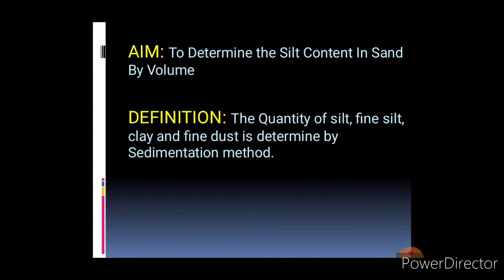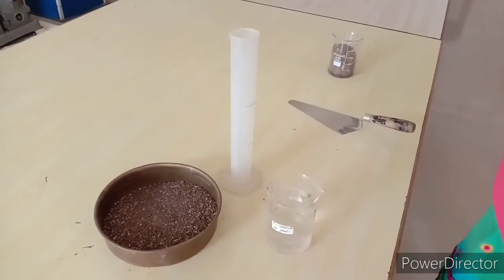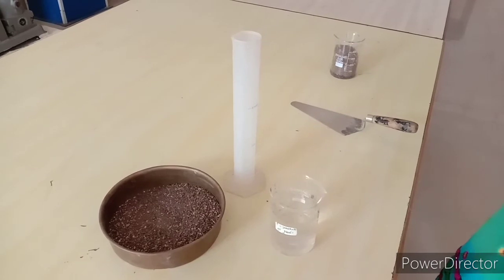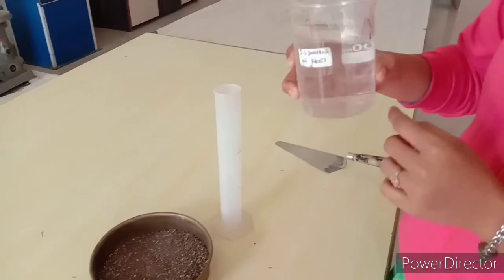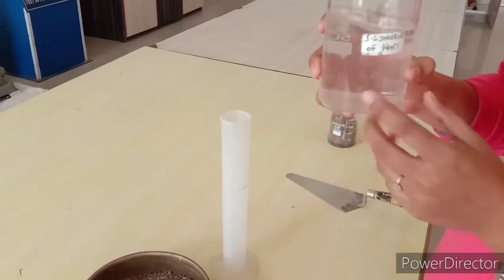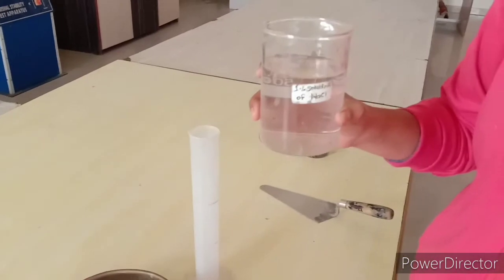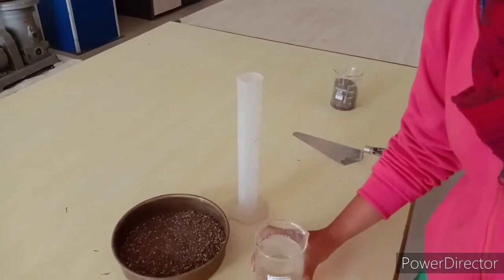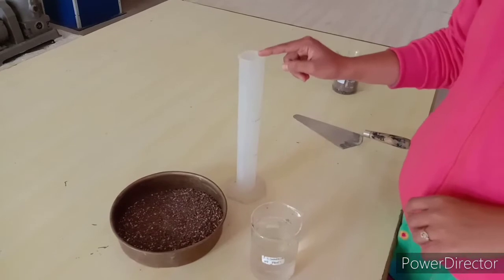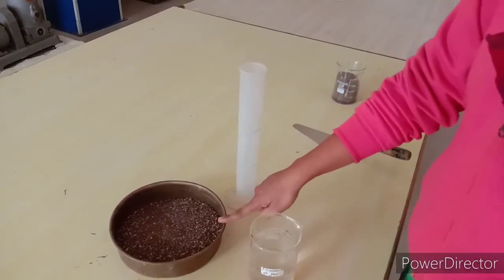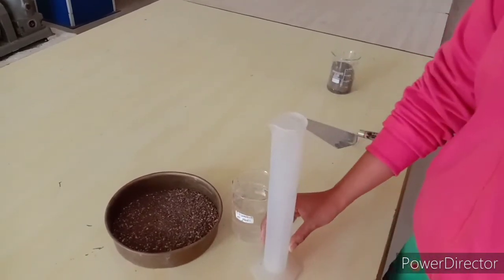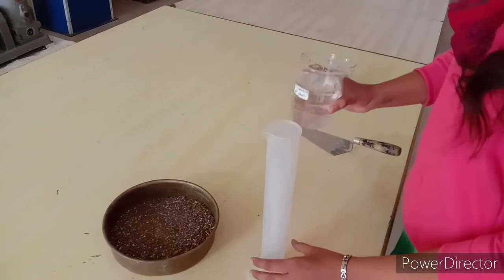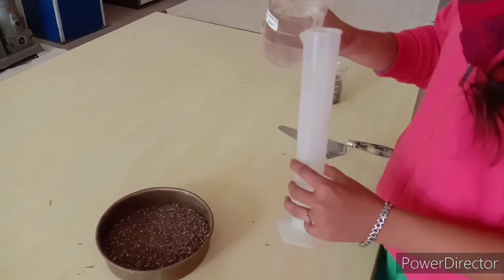Then let's see the procedure. For determining silt content in sand, the apparatus and other materials include, first, a 1% solution of sodium chloride, NaCl, in 100 ml water. Next, a graduated measuring jar and a sand sample in its natural state. Then the procedure: first, take 50 ml of the prepared 1% solution of sodium chloride in the measuring jar.